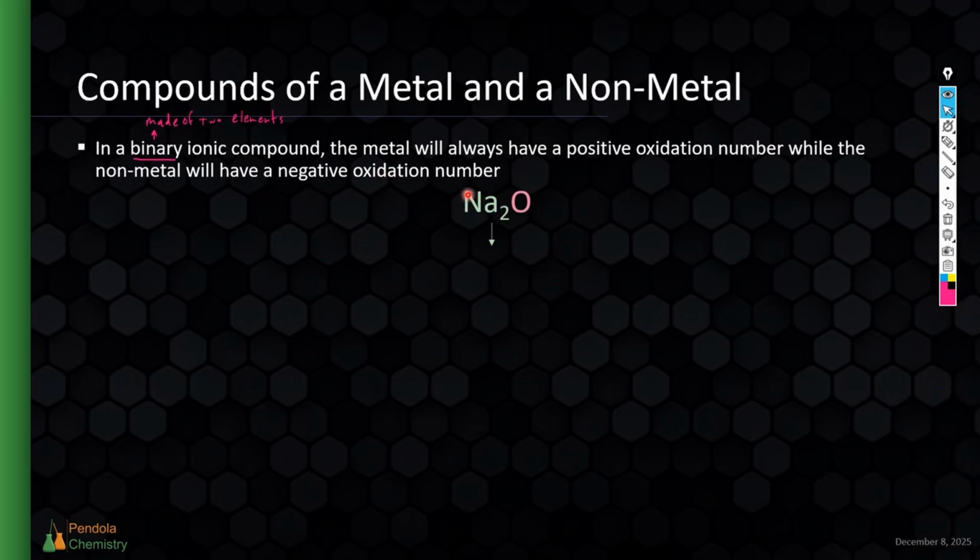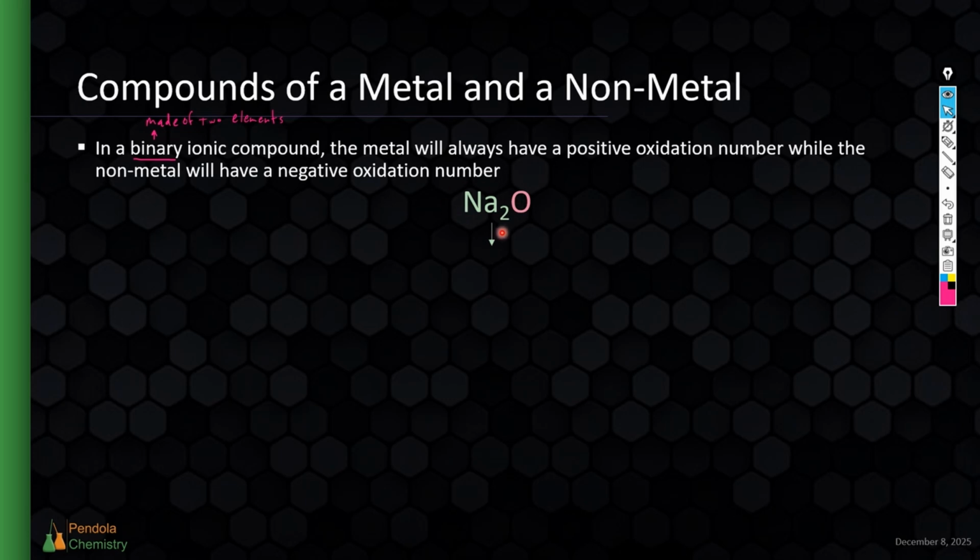Here we have sodium oxide, Na2O. In sodium oxide, which is binary because it's just made of two elements, sodium and oxygen, there are no polyatomic ions. The sodium is a positive metal. It's going to have the positive oxidation number, while the oxygen is going to have the negative one, because sodium is a metal and oxygen is the non-metal.